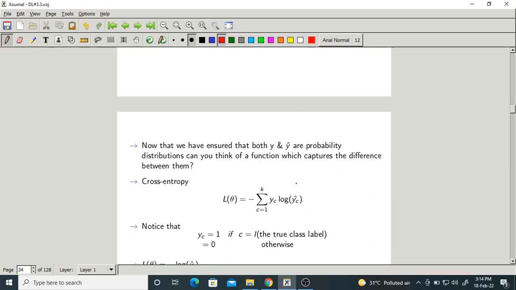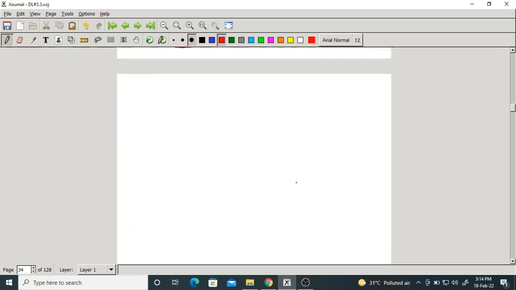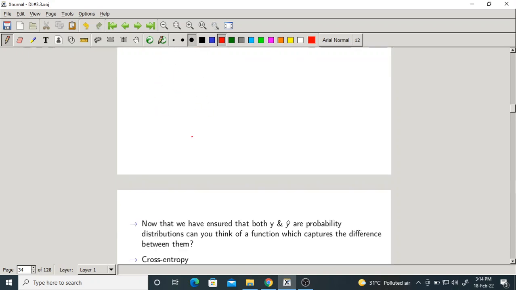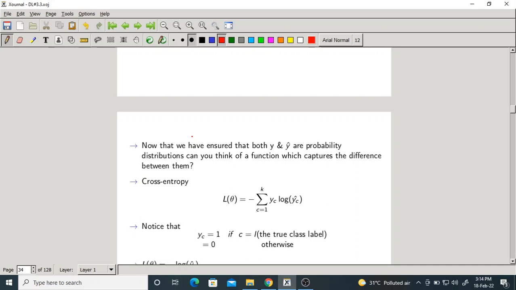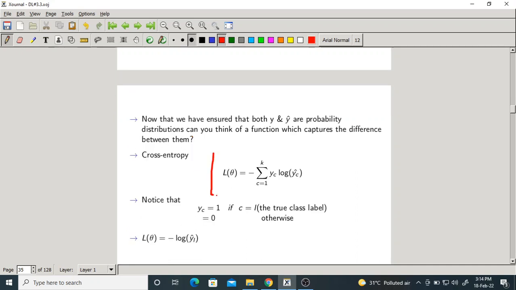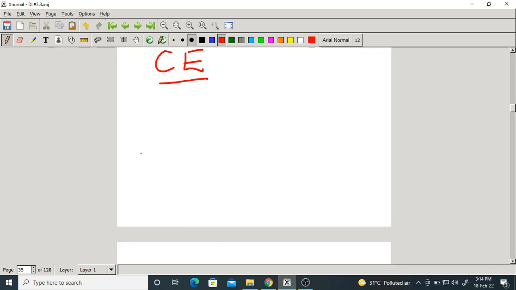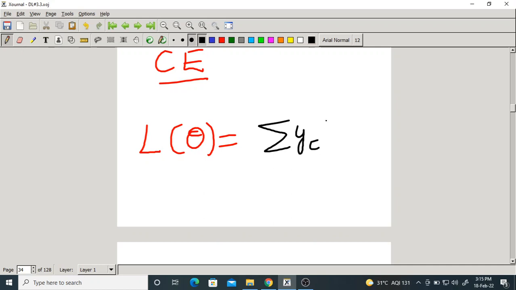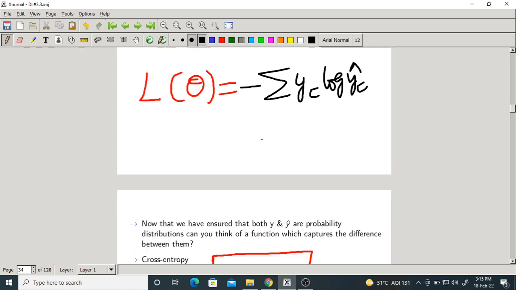Now, I told you that for the loss function we don't use the sum of squares, we use the cross entropy. We have a k class classification problem. So L of theta is a loss function, but it is not defined as the sum of the squares of the error. It is defined as the cross entropy. What is that? Minus the sum of YC log of YC estimation. Obviously, you know these things.